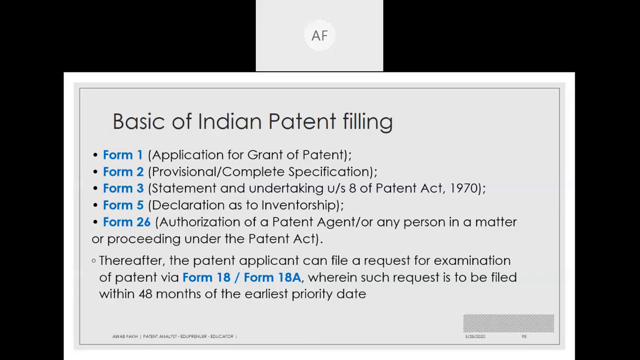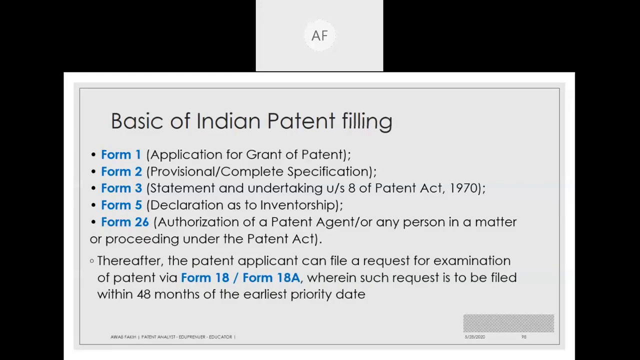So this is the complete structure: form 1, application for the grant of patent; form 2, it could be a provisional or complete specification; form 3, statement and undertaking; form 5, declaration as to inventorship; form 26, again not compulsory, it is only an authorization to a patent agent or any other person who will be representing your application in front of a controller; and form 18, it is for the examination, my dear friends. Okay, for earlier patent it can be more fees. Yes, if you want, you have to pay urgent, in that case the fees is a little higher.